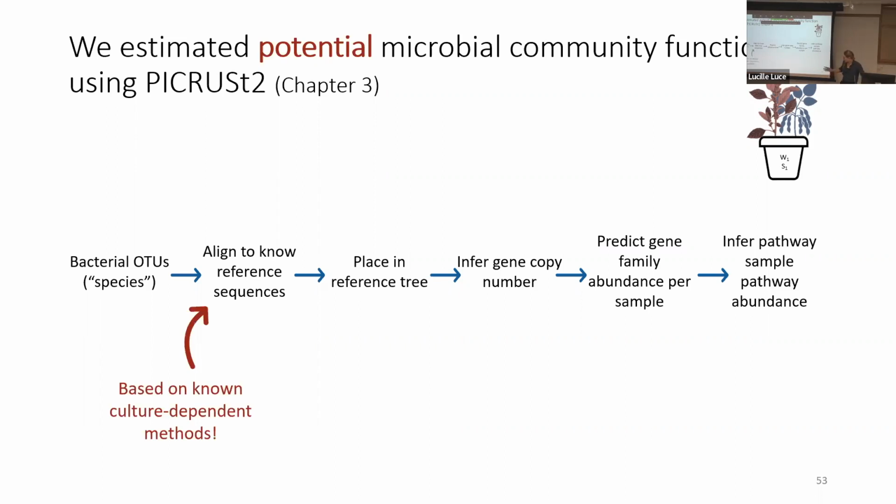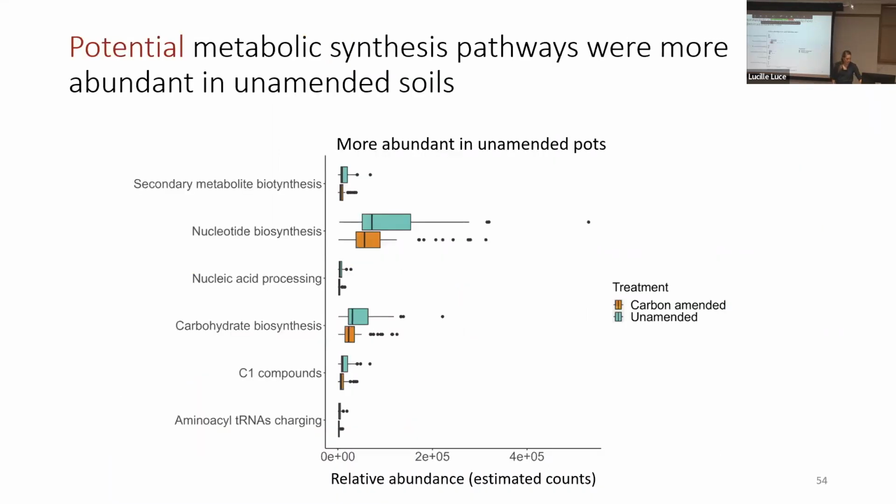But these reference trees are often based on microbes that we're able to grow in the lab, so culture dependent methods. And so we're really reducing the amount of genetic information that is contained in our soils. And each step is an estimate, so we're really compounding the degrees of variability in each of these steps. So I just really want to emphasize that. I'm going to show you some results, but they're estimates.